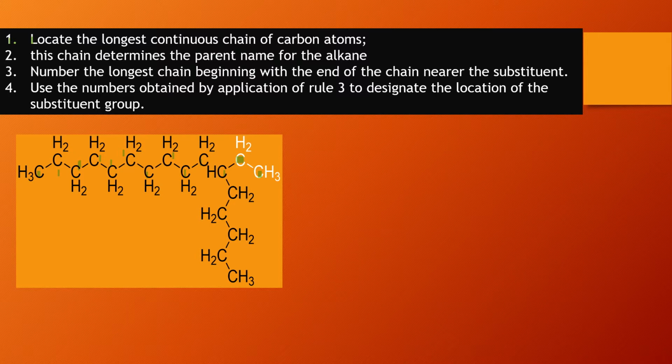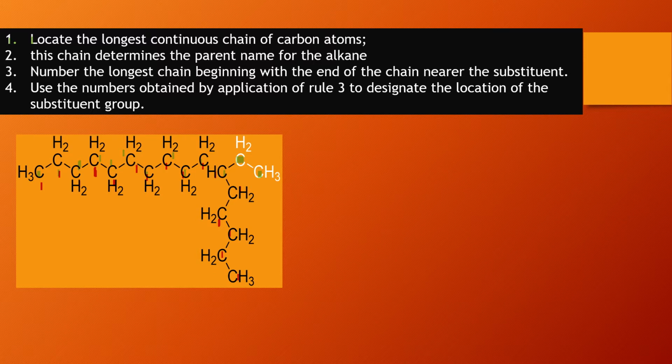But if I count it like this: 1, 2, 3, 4, 5, 6, 7, 8, 9, 10, 11, 12, 13, 14, 15, 16. So if I choose the longest chain here, how many carbons are there in the longest chain? There are 16 carbons in the longest chain.